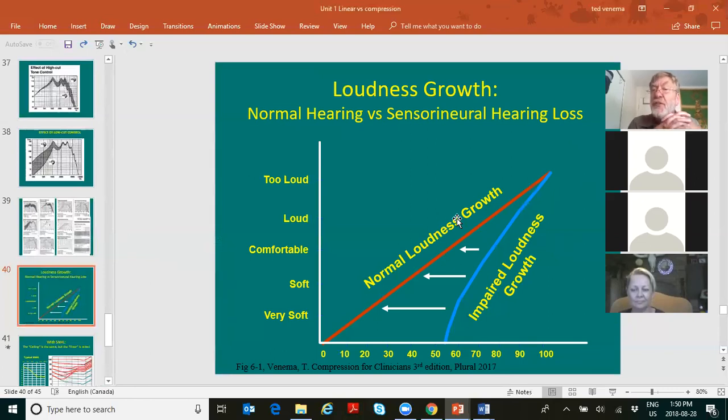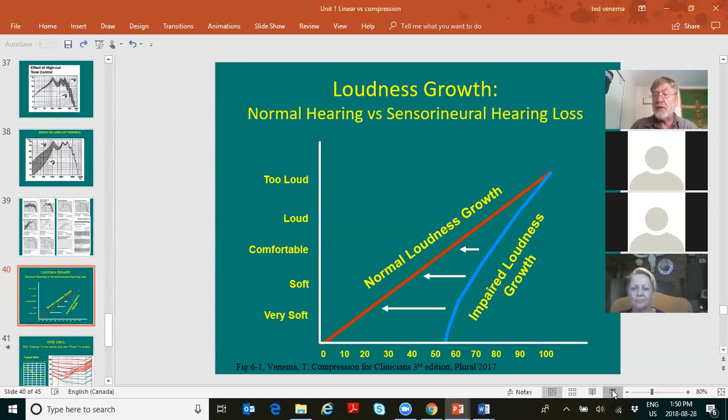Compression came into existence as soon as technology allowed it. Compression came into existence in the 1980s, but barely anybody used it. Most people didn't know how to use it. They used linear gain anyway, but the need for compression is based on this graph. This graph is because of outer hair cell damage.